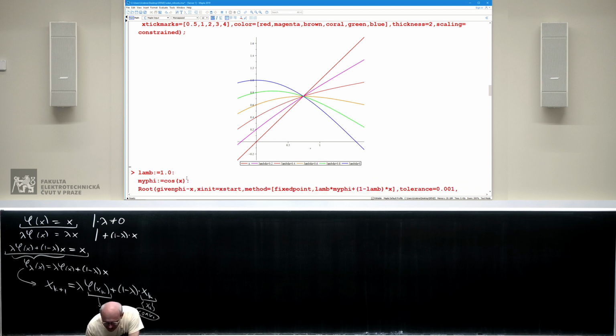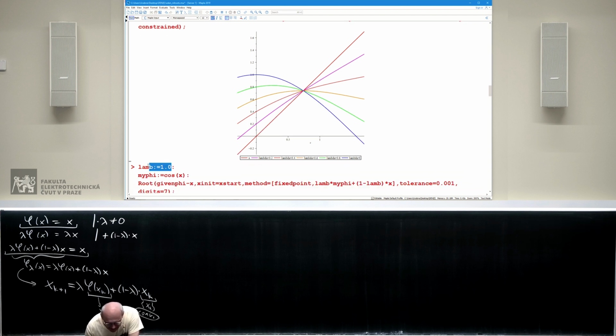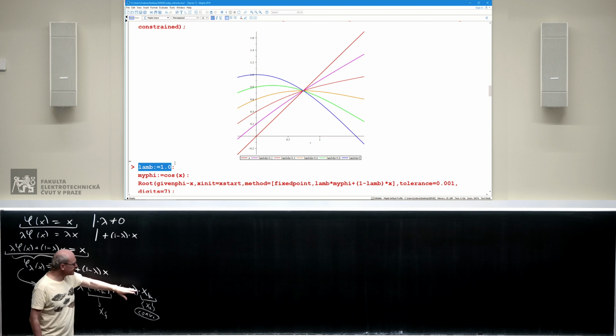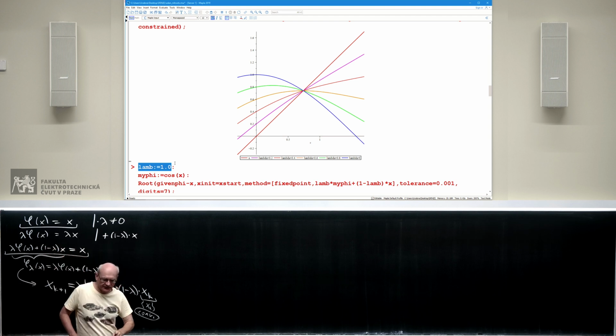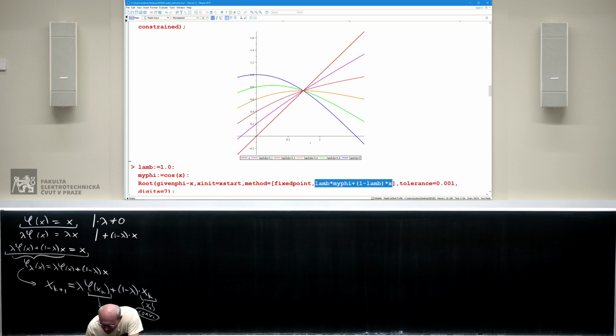Now, let's have a look at the code here. Here lambda is equal to 1. When lambda is equal to 1, it means I'm putting all weight on phi, and actually 0 here, I'm not relaxing at all. So when I try relaxation, because this is what is called relaxation, I should have told you that. I'll return to it. So when I try it with lambda equal to 1, I'm actually just doing the fixed point approach. I'm just using the original phi.